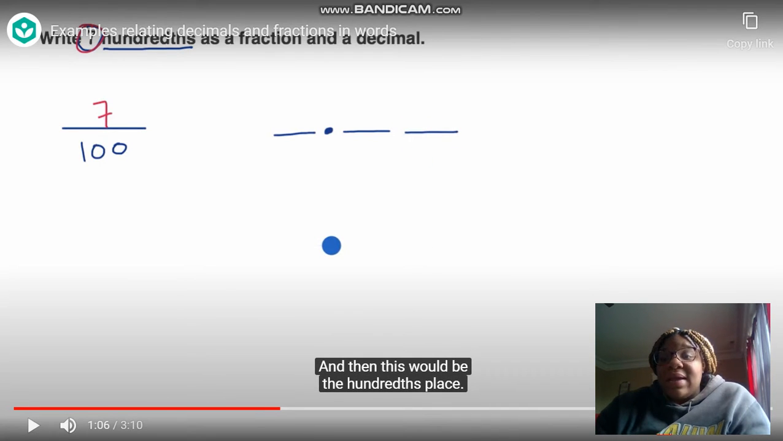Think about how he said it. If it's after the decimal, it becomes tenths, meaning it has a TH-S at the end. So you have tenths right here, which is right after the decimal. After tenths, you have hundredths.